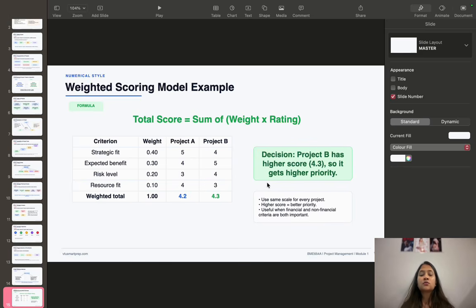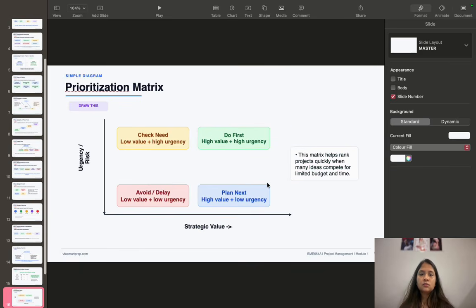This method is useful because it considers both financial and non-financial factors. Clear? So moving on to the next question.